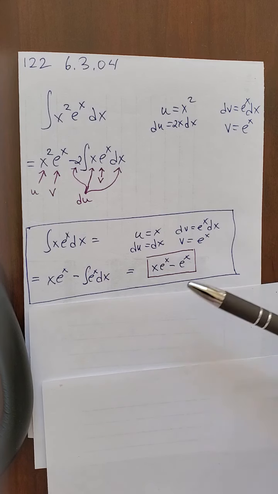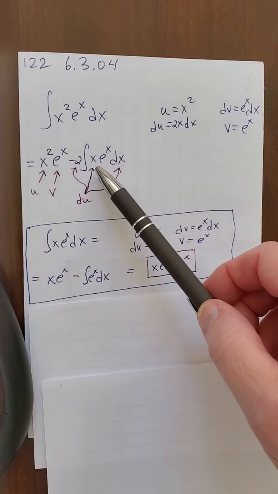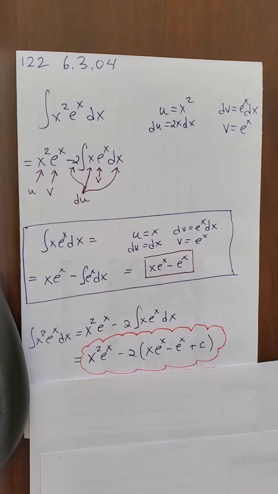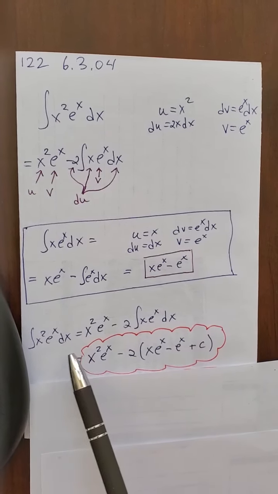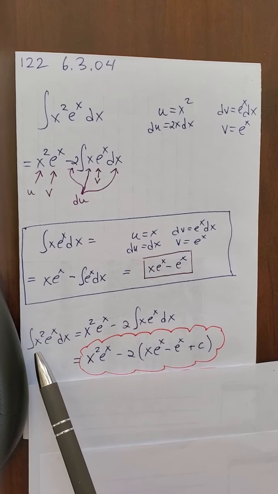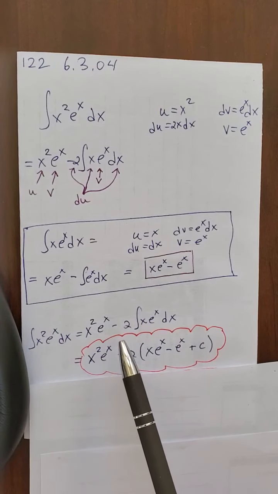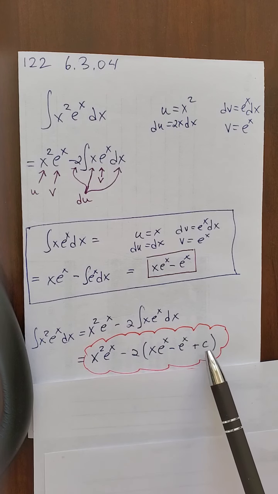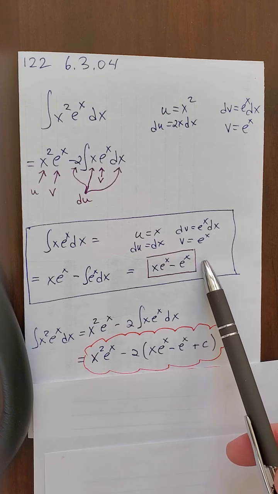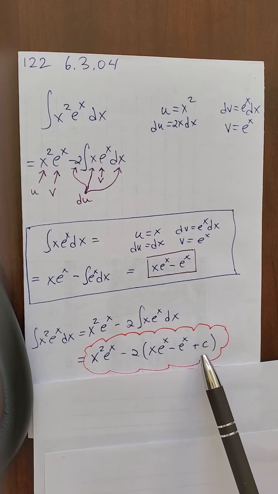I have to take this now and substitute it into here. So this was my original integral. I got the integral of x squared e to the x dx is equal to x squared e to the x minus 2 times this non-simple integral. But I'm taking this non-simple integral and putting it into this big parenthesis here, and now I'm putting in that plus c. Again, I could have written the plus c up here, but I got to put it in at some point. And that is the story.